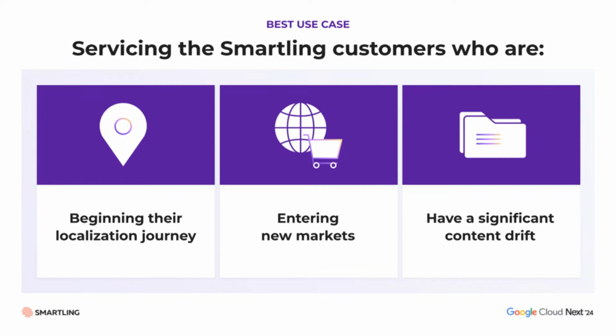And then if there is significant content drift, it's reasonably hard to build up huge training corpora when your content changes tremendously, when, for instance, you've injected a new product or pivoted in your marketing message. So again, capturing significant content drift is a great use case.